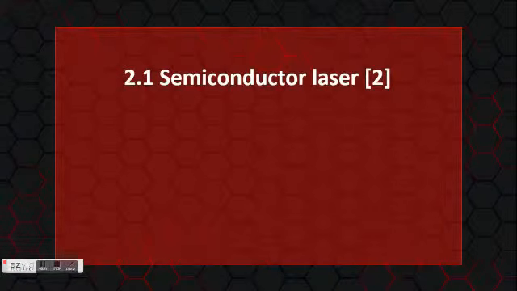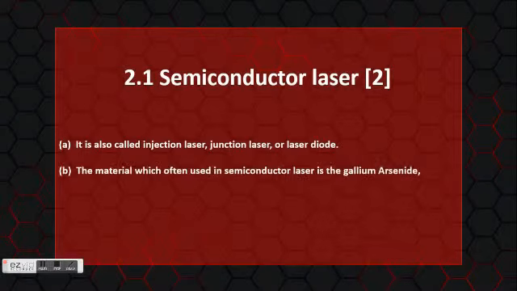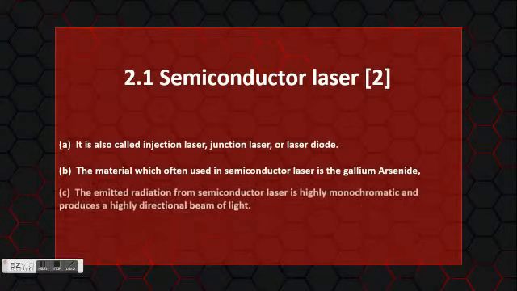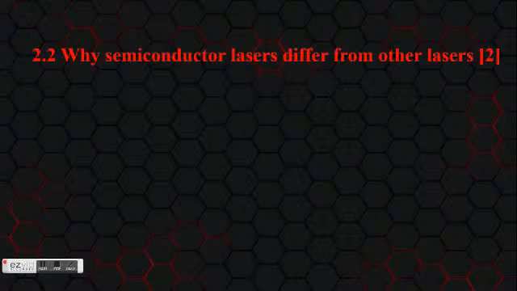2.1 Semiconductor laser. It is also called an injection laser, junction laser, or laser diode. The material often used in a semiconductor laser is gallium arsenide. The emitted radiation from a semiconductor laser is highly monochromatic and produces a highly directional beam of light.